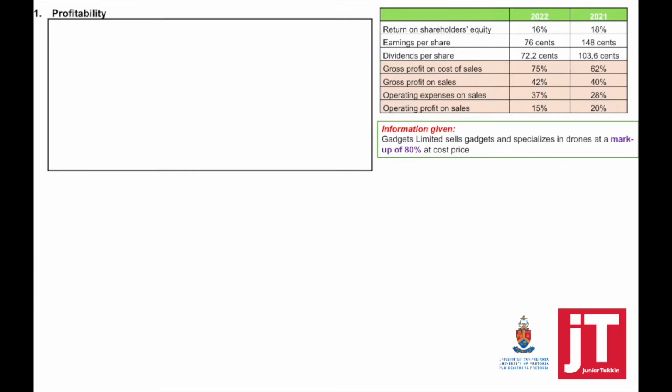If we now look at question 1, they've asked us to comment on the profitability. So you need to know which financial indicators to use when we're looking at profitability. Our options: gross profit on cost of sales, gross profit on sales, operating expenses on sales, operating profit on sales. So when we're commenting, a reminder, we have to compare last year's figures with this year. Quote figures, indicate the trend, and then provide an opinion.